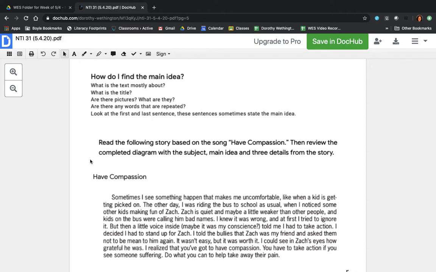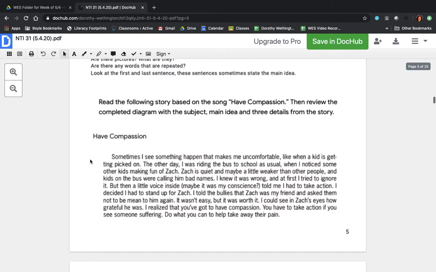Read the following story based on the song Have Compassion. Then review the completed diagram with the subject, main idea, and the 3 details from the story. Have compassion.